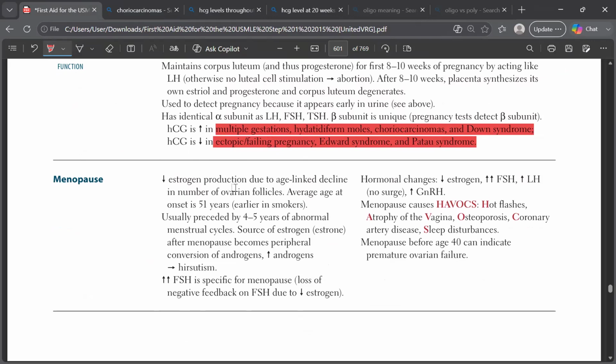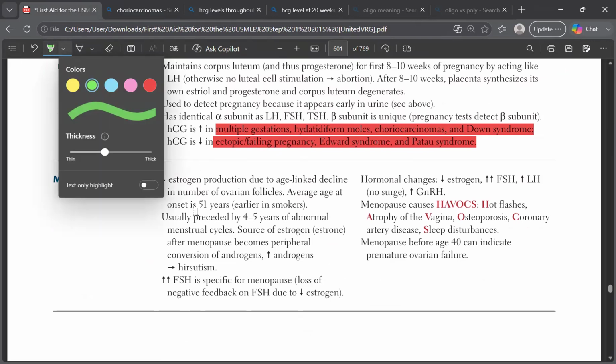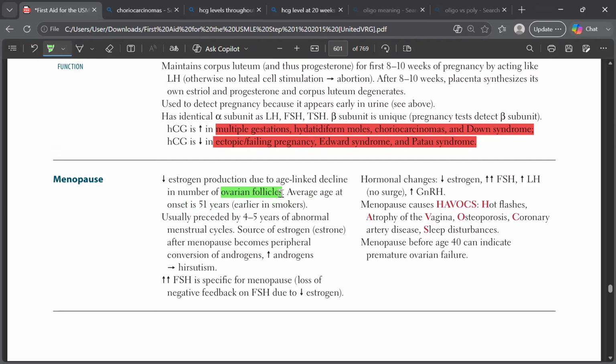Menopause is a decrease in estrogen production due to age-linked decline in number of ovarian follicles. Average age at onset is 51 years, earlier in smokers, usually preceded by 4 to 5 years of abnormal menstrual cycles. The source of estrogen or estrone after menopause becomes peripheral conversion of androgens, and because of increased androgens post-menopause, there is hirsutism. There's increase in FSH, and it is specific for menopause, loss of negative feedback of FSH due to decreased estrogen. So estrogen normally causes a decrease in FSH, but because there's no estrogen to cause a decrease, there is an increase in FSH.